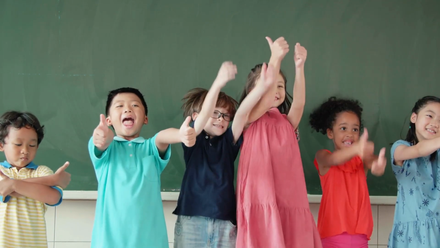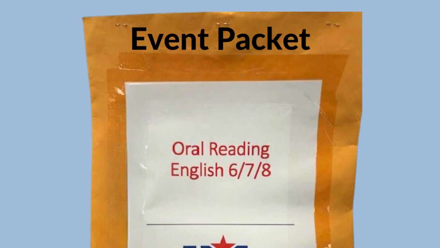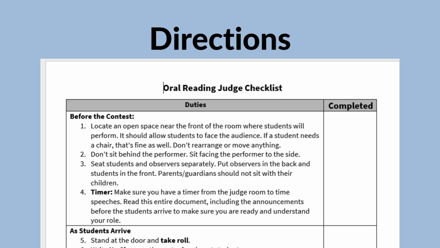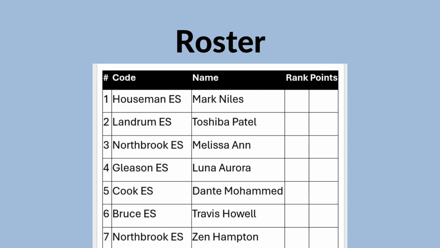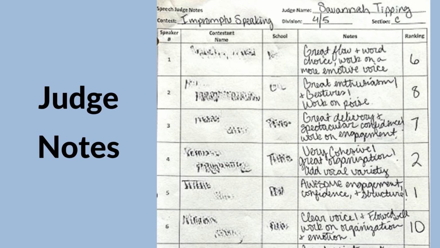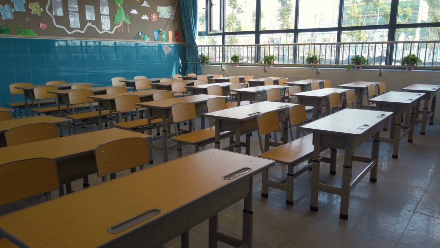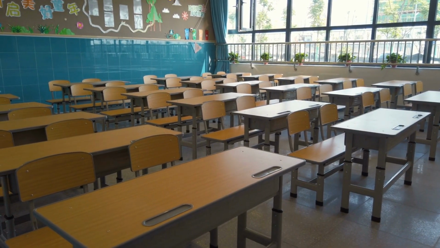Let's take a look. When you arrive, you will receive an event packet for each section of oral reading you are assigned to judge. Inside each event packet, you will find everything you need to run the round, including directions for running the contest, a roster with the names and speaking order of students, ballots, one for each student. This is where you'll write your evaluation and scores, and a judge note sheet, where you jot quick notes during the contest. Now that you know what's in the event packet, let's go over how to set up your room and keep things running smoothly during the contest.